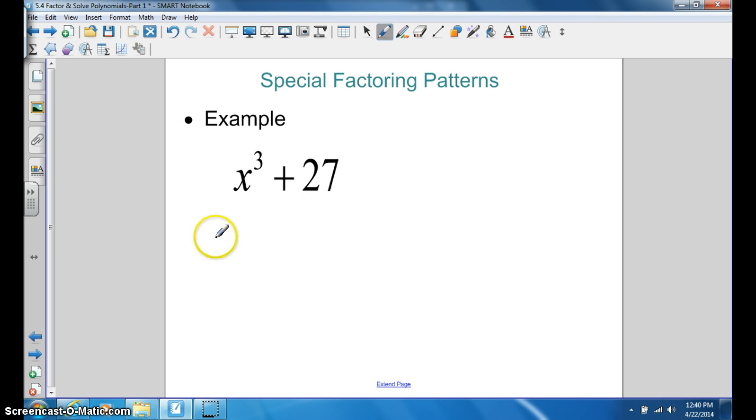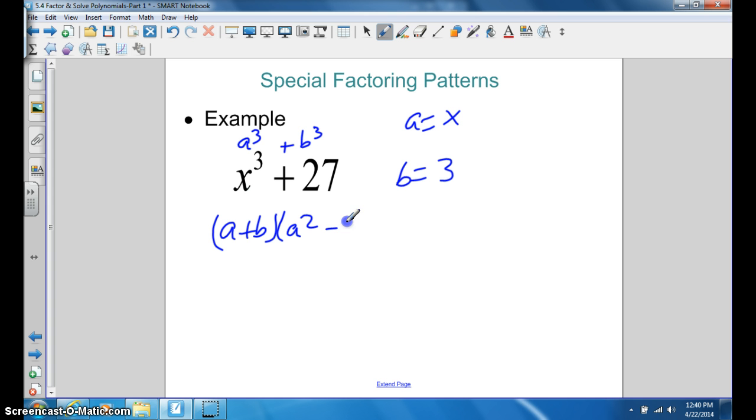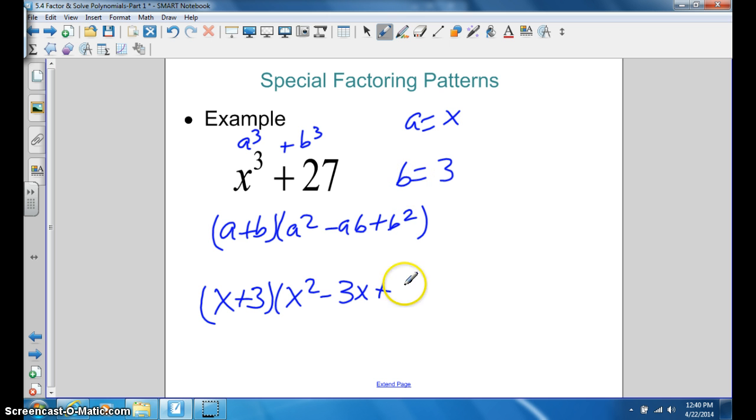Alright, so for our first example here, we have a cubed plus b cubed. So we need to take the cube root of each of them to find what a and b is. The cube root of x cubed is just x, and the cube root of 27 is 3. And we need to use the formula (a plus b) times (a squared minus ab plus b squared). So I'm going to have x plus 3 times x squared minus a times b, which is 3x, plus b squared, which is 9.